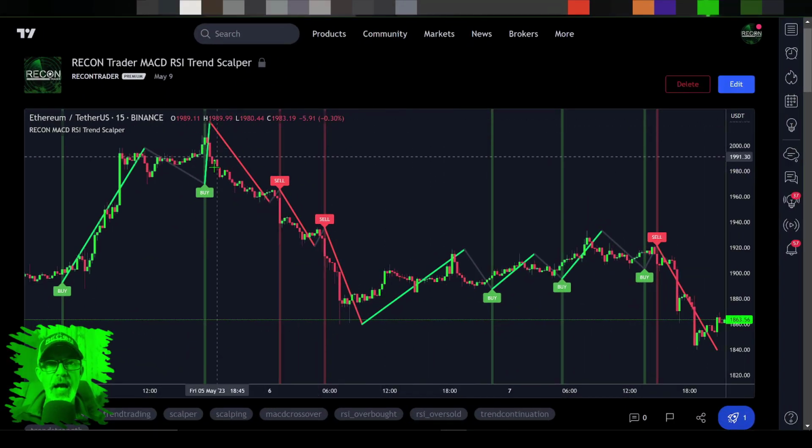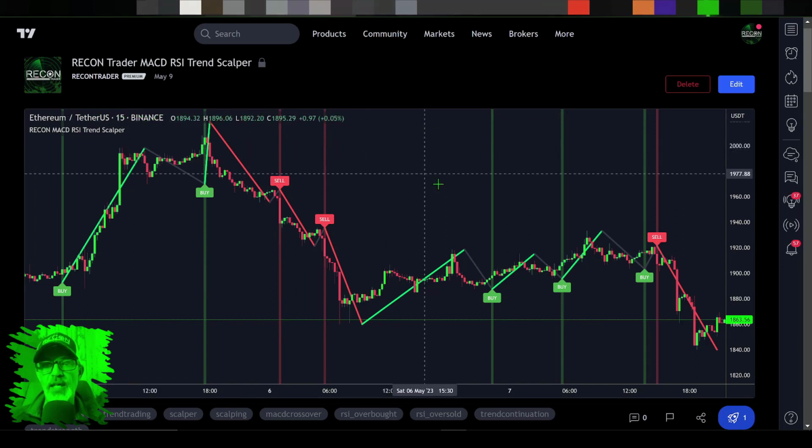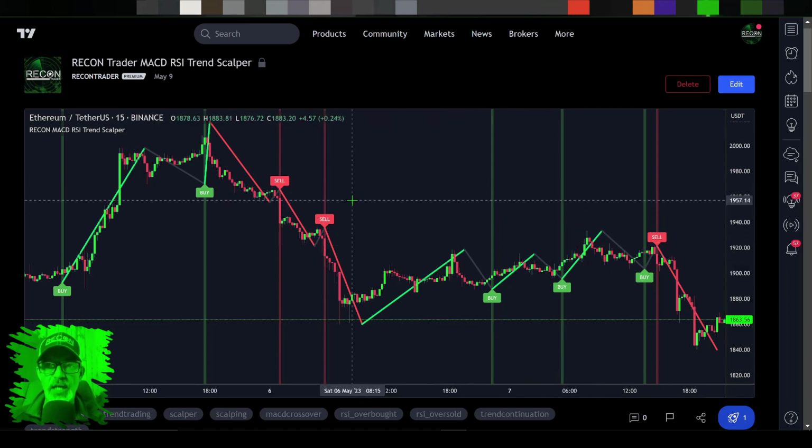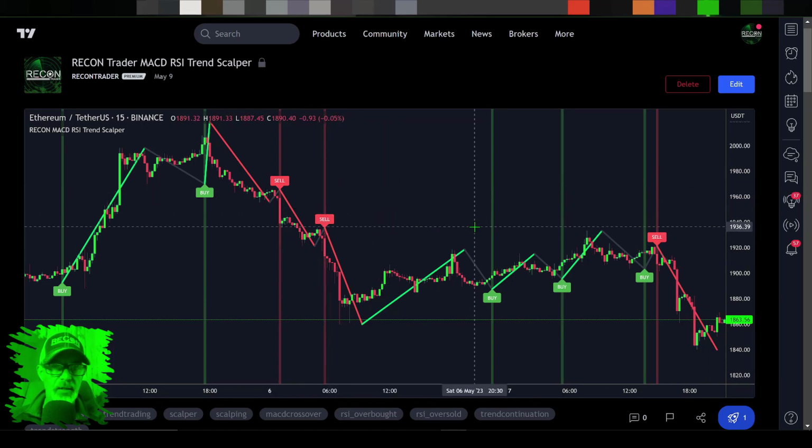And as you can see, I have applied the RECON Trader MACD RSI Trend Scalper to the current chart that's pulled up on Ethereum USDT. It's a 15-minute candle chart over on Binance. And there are essentially 8 different signals that have triggered based on this indicator. If you were to pull the trigger on all 8 of these signals, depending on your strategy, more than likely 6 of them could be winners and 2 of them would be losers.